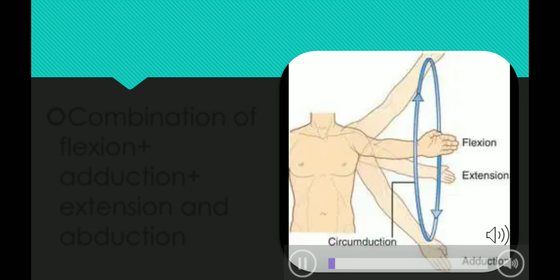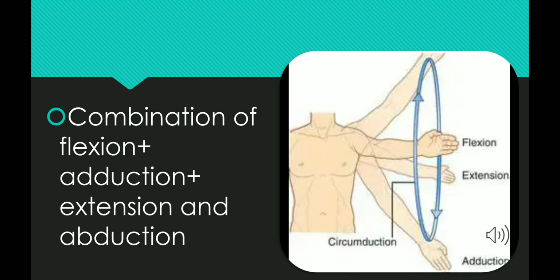So in this figure you can see circumduction. Circumduction is a combination of flexion, adduction, extension and abduction. We have already discussed that in circumduction, one end of the body region is relatively stationary compared to the other end, which describes a circle. You can see that in this figure, and circumduction involves four motions, that is flexion, adduction, extension and abduction.